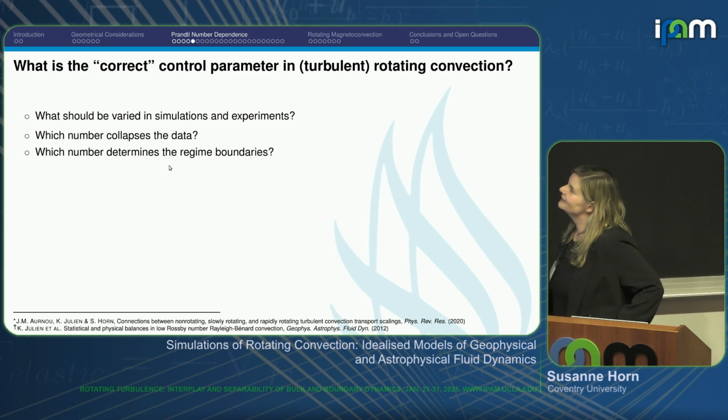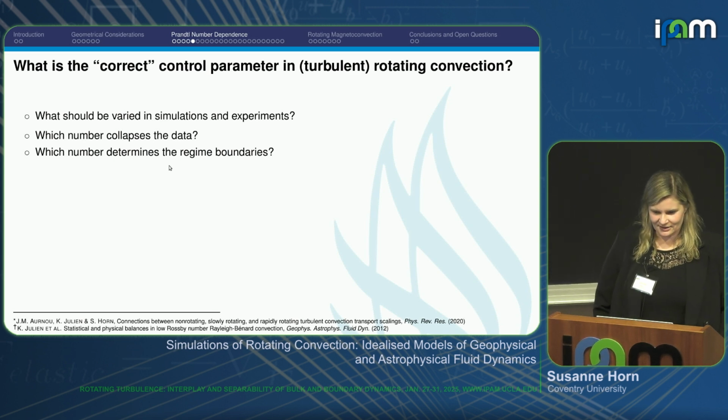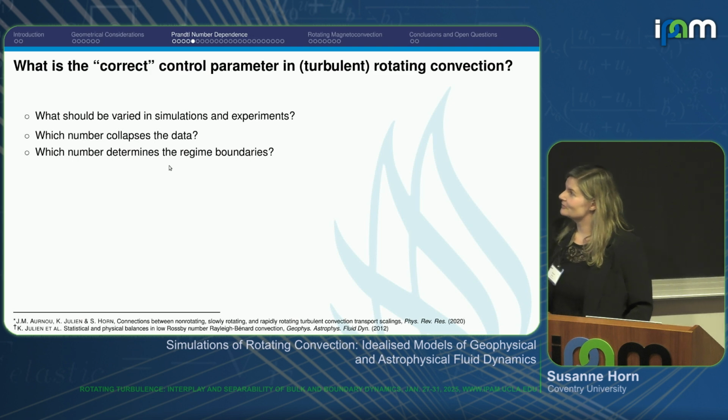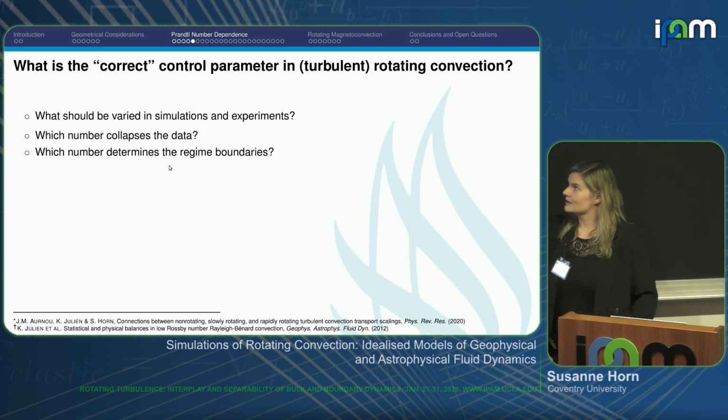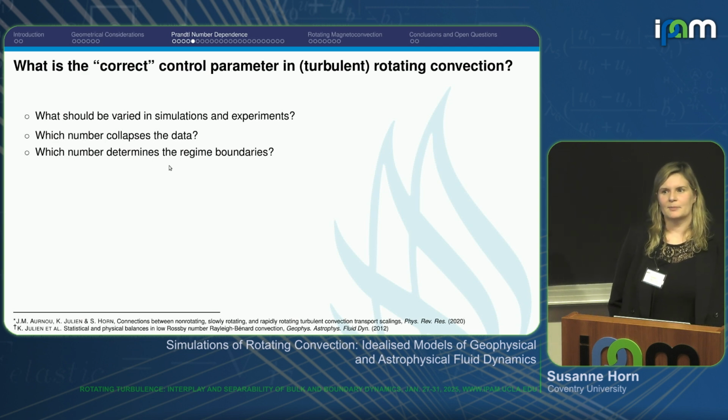So the question that I wanted to ask is essentially, what is the correct control parameter now in turbulent rotating convection? This was also already in the intro talk. Essentially, if we now also consider that we have the Prandtl number, what we usually want to do is collapse our data. So what should we vary in the simulations? I think that's one of the big questions. What should we keep fixed? Should we go constant Rayleigh number, vary the Ekman number, or should we really vary the convective Rossby number?